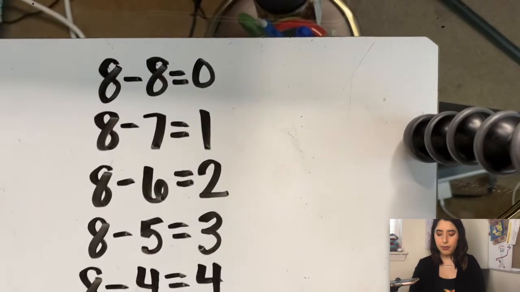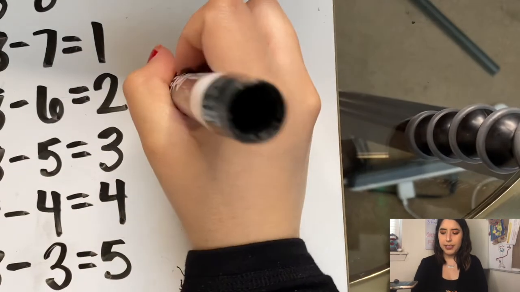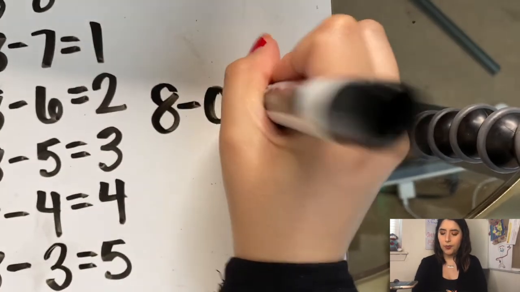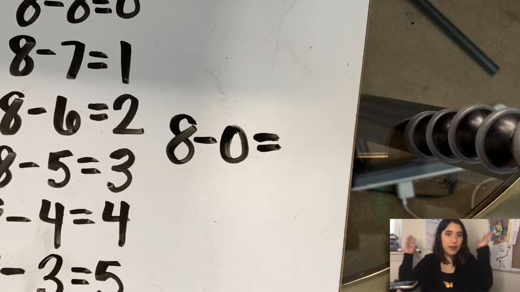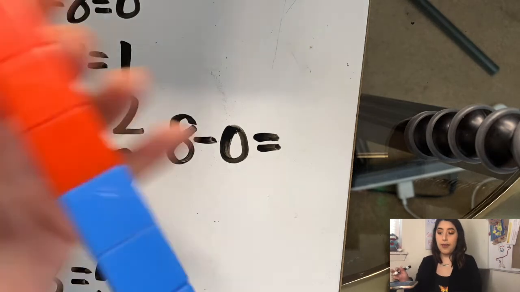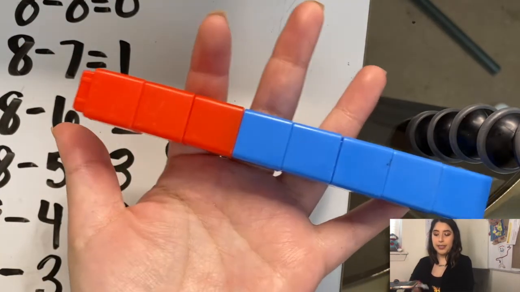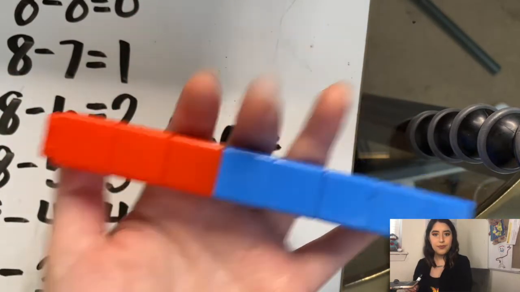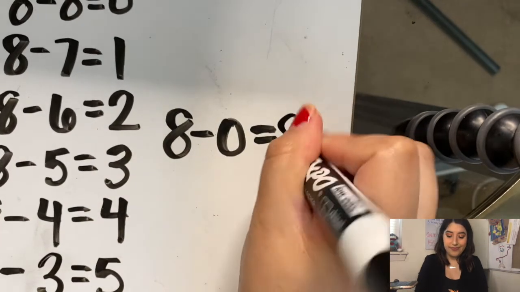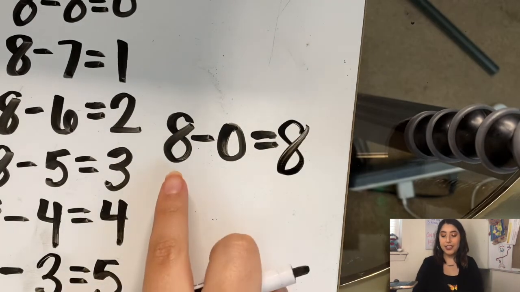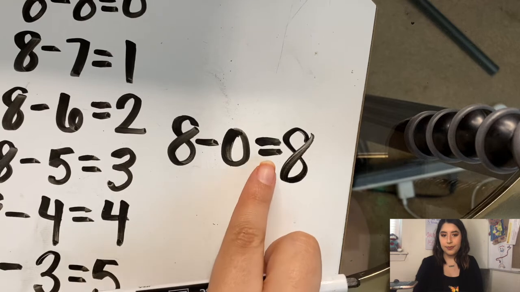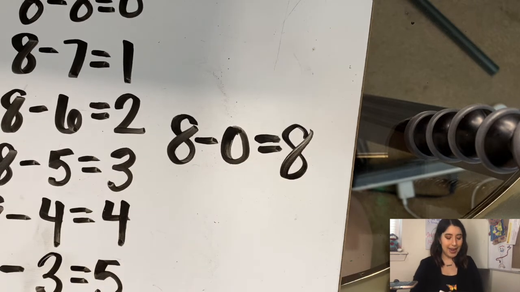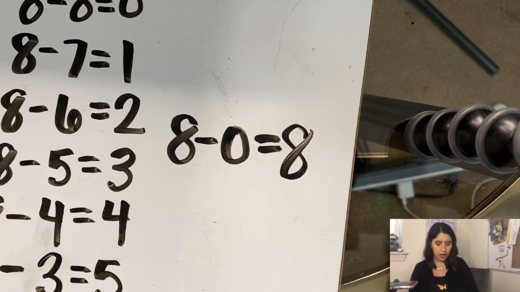Very good. And I'm going to show you one more. What if we did 8 minus 0? What does 8 take away nothing equal? So if I have my cube stick and I take away none of the cubes, how many do I have? 8. Read it to me. 8 minus 0 equals 8. And that's it for today's concept development. Let's move on to the problem set.